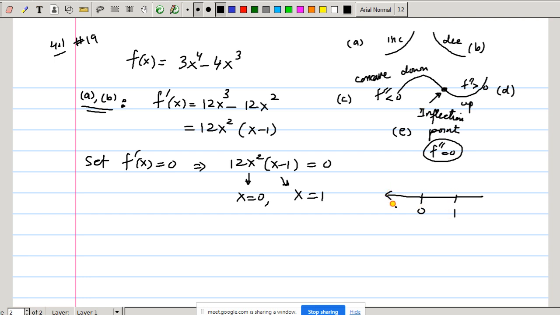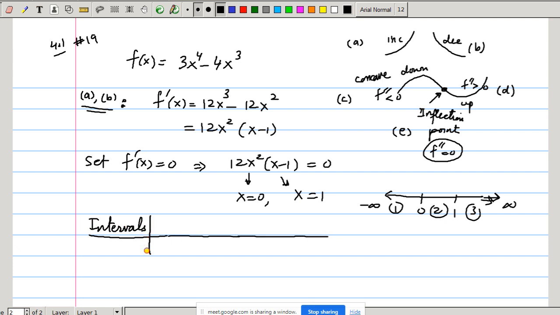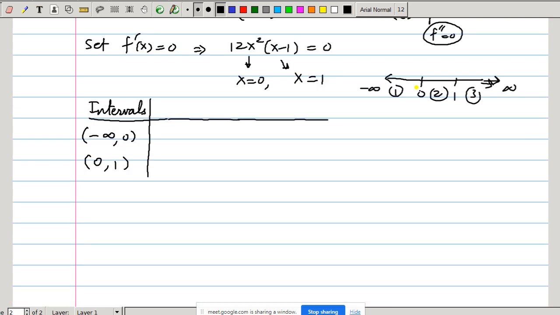So my intervals are, this is the first interval, second interval, third interval. I start from minus infinity to 0, and at the end we have infinity. So I will write these intervals in the first column. First interval is from minus infinity to 0. The second is from 0 to 1. And the third is from 1 to infinity. So from this line, you can easily check. So these are the 3 intervals.